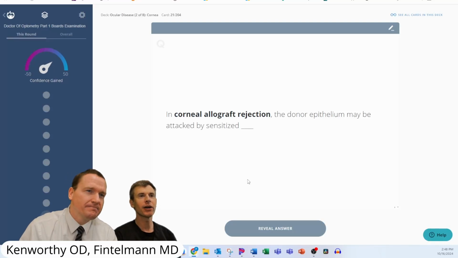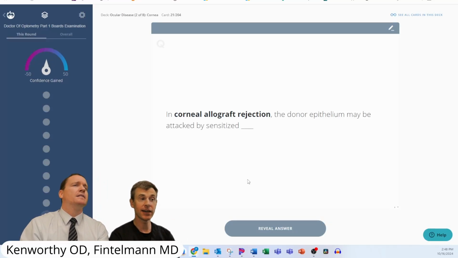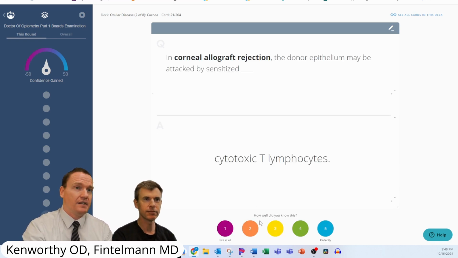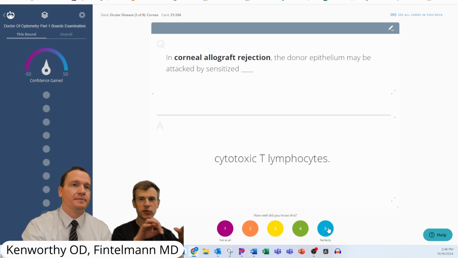In corneal allograft rejection, the donor epithelium may be attacked by sensitized... It's got to be either T or B cells? I really don't know. T cells, because they're the ones that kill stuff. They're the killers.